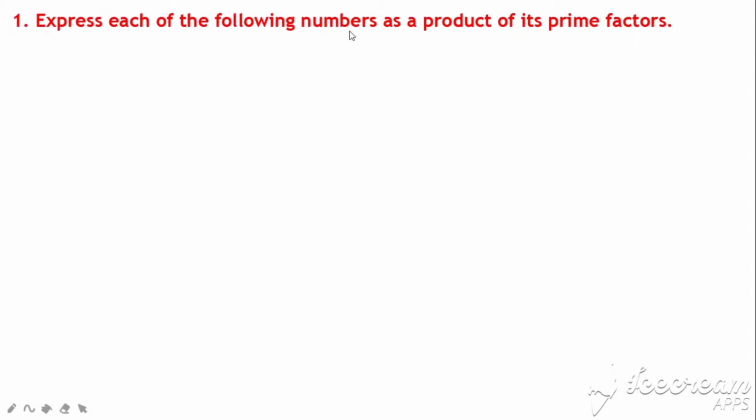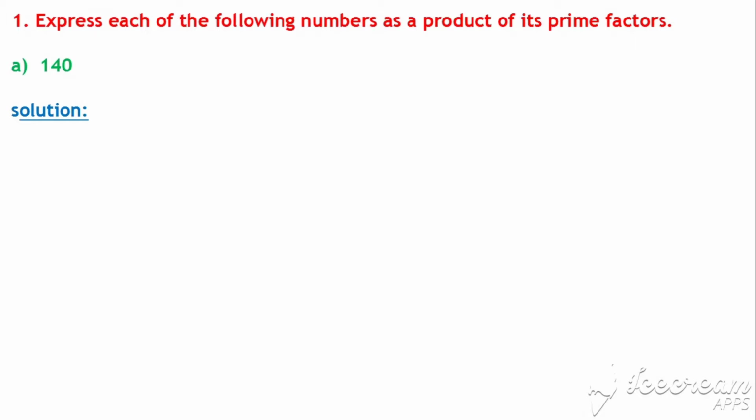Which means we need to write the given numbers as a product. Product means multiplication, multiplication of its factors which are prime. We need to consider only the prime factors. Now the first question is 140. Let us look into the solution now.